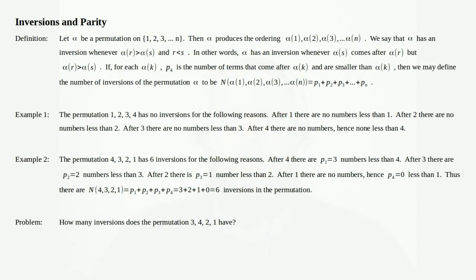Okay, so here's a problem. How many inversions does the permutation 3, 4, 2, 1 have? Just go ahead and pause the video, see if you can work it out, and then we'll carry on. Okay, so I assume you paused the video and worked it out. Here's the solution. The number of inversions is equal to 2 plus 2 plus 1 plus 0 equal to 5. So 5 inversions is what that permutation has.